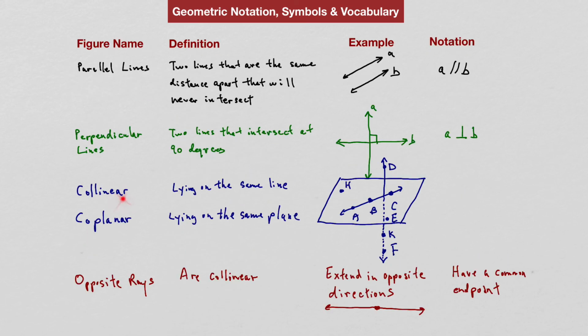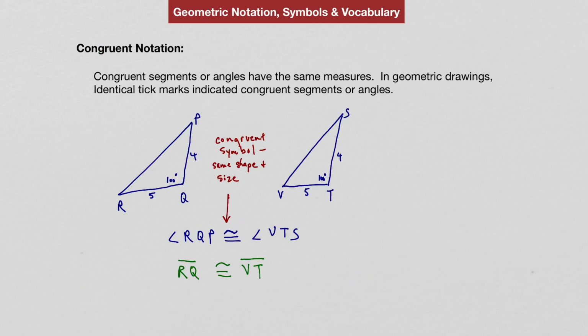Collinear means points lying on the same line. Something that's coplanar is lying on the same plane. We also introduced opposite rays, which are also collinear. And then we also added congruent notation, which is what this looks like, and you can identify congruent angles and congruent segments.